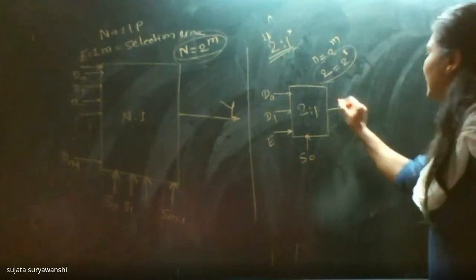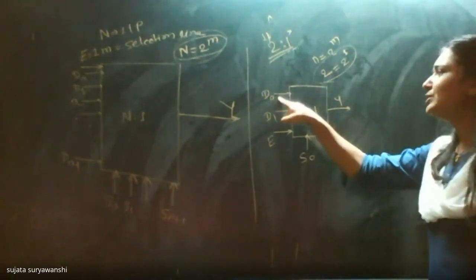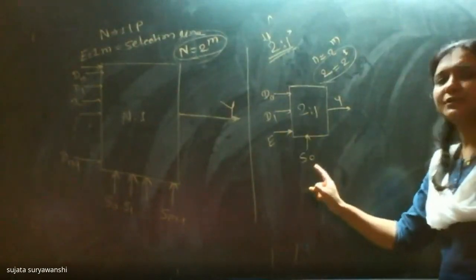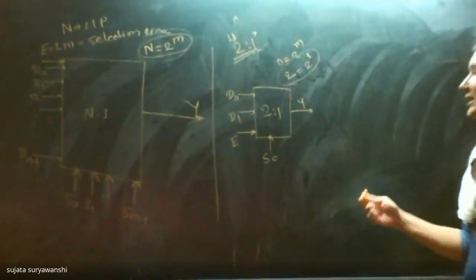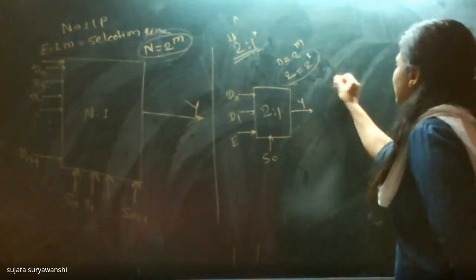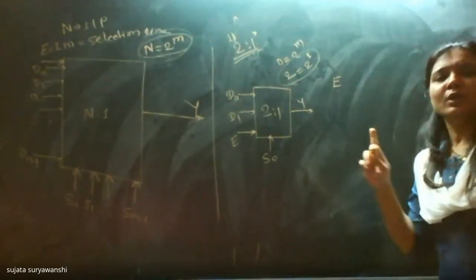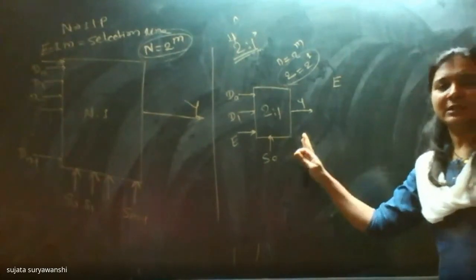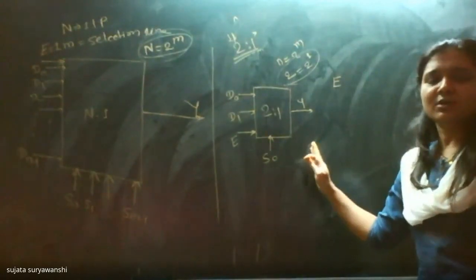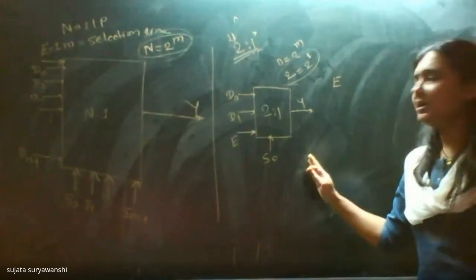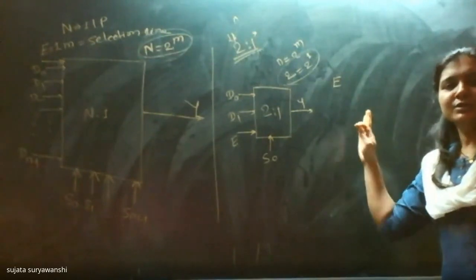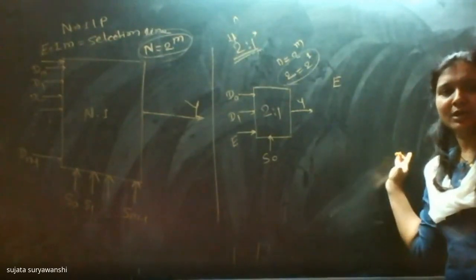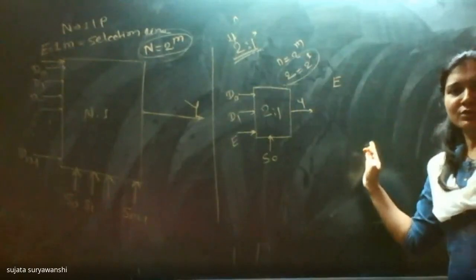and single output line which will connect either to D0 or D1 as per the value of S0. Okay, so we will see how to write the truth table of this 2:1 multiplexer. Here, enable is one of the inputs. If enable is equal to 1, then and only then your multiplexer is in working condition. Means your multiplexer will give output only when enable input is equal to 1. Otherwise, it will give output 0. Means no input line will be connected to the output line when E is equal to 0.